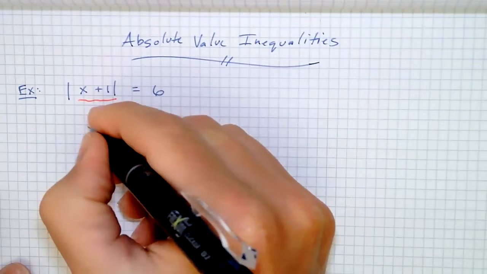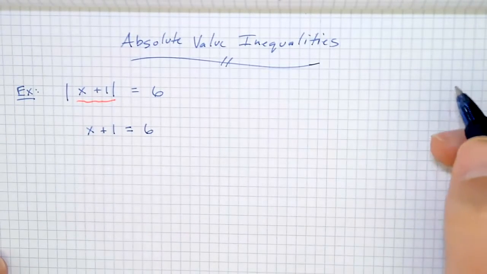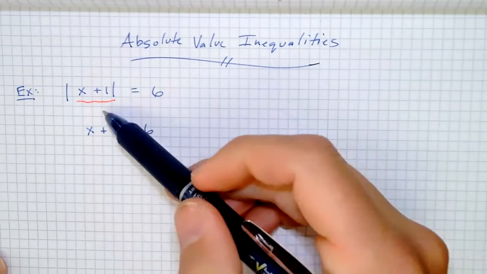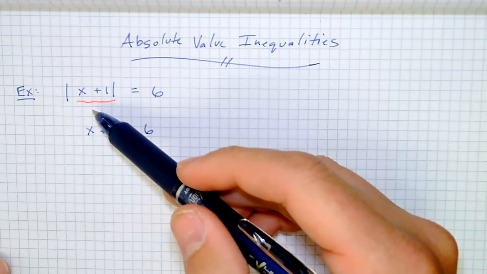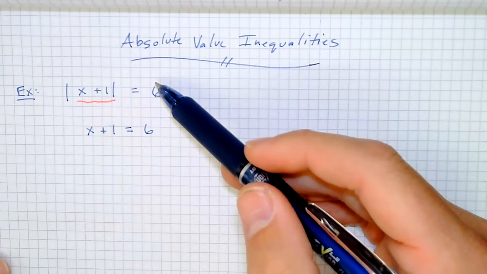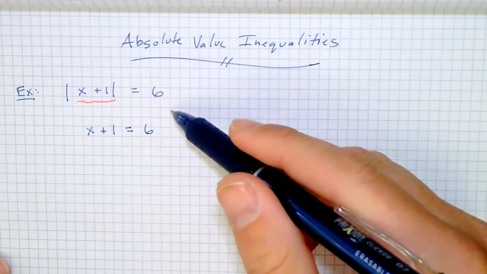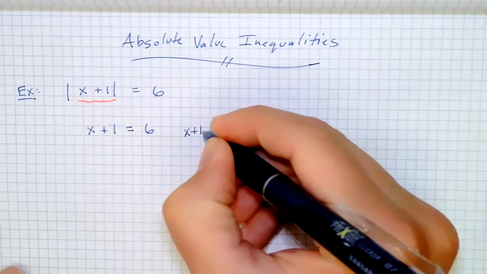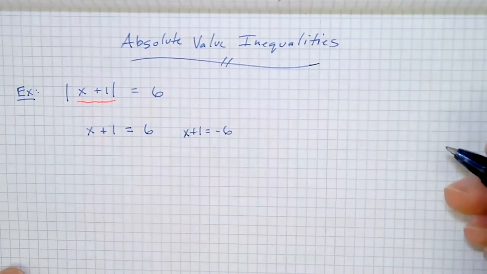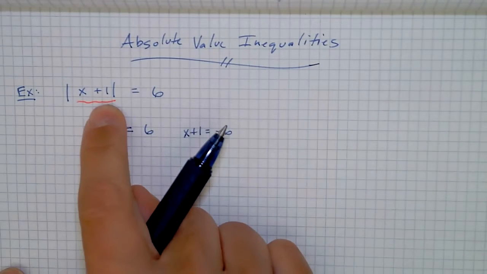Well, if x plus 1 equals 6, that's going to give us our answer. But what could x plus 1 also equal that would give us an answer of positive 6? Negative 6. So x plus 1 could equal 6, or x plus 1 could equal negative 6, because remember, absolute values are always going to be positive.